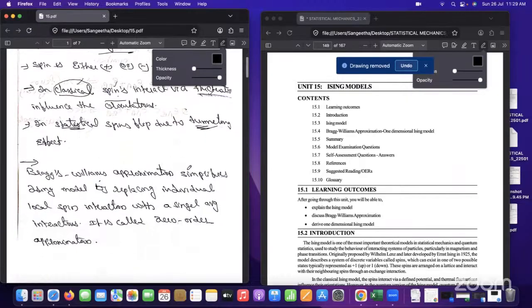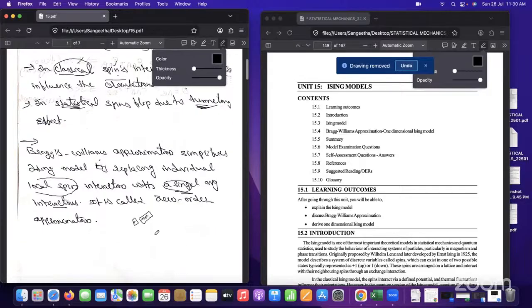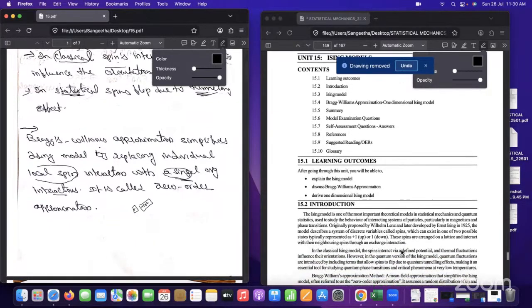Next, we will see this Ising model. Here, using Bragg-Williams, we are not concentrating on individual spins; we are concentrating on a collection of spins. The Bragg-Williams approximation simplifies the Ising model by replacing individual local spin interactions with average interactions. Instead of a single one, we take a group average of interactions. So this is called a zero order approximation.